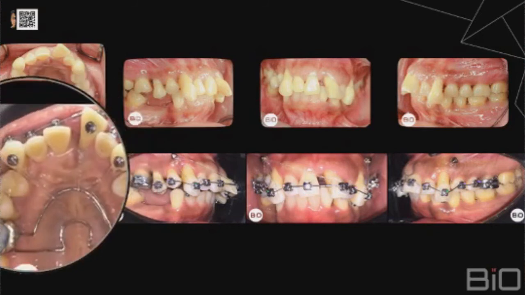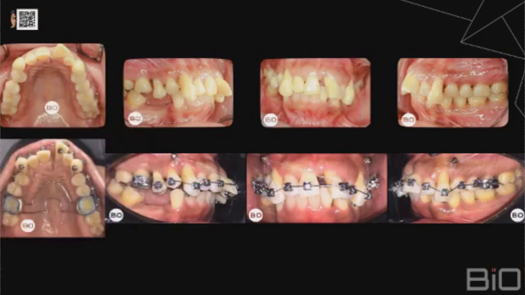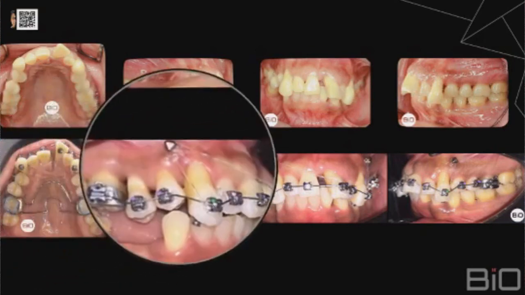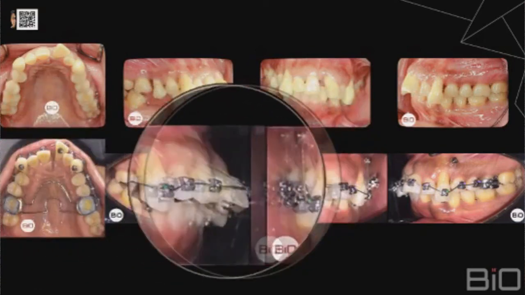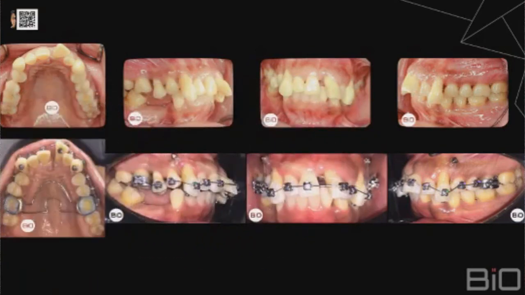The reason why I use it as an attachment is because I need the proper line of action, where it's pulling the tooth palatally and also intrusively. So I have two forces, one coming from the buccal and one coming from the palatal. So the net force is going to pull it inward.